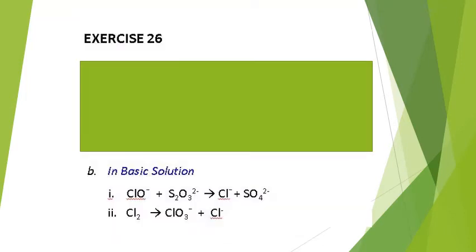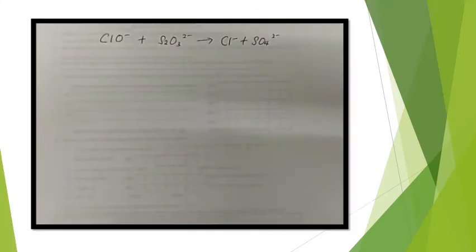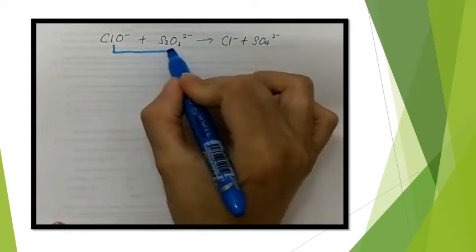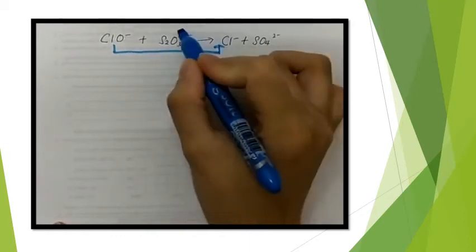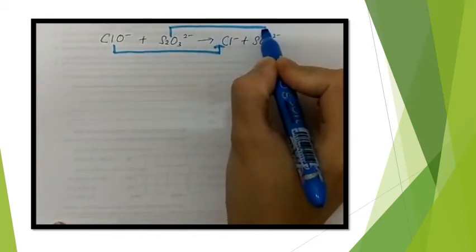Now we continue to balance the equation by ion electron method in basic solution. Again, step 1, we need to divide into 2 half equations. So this one here, okay, this one here.